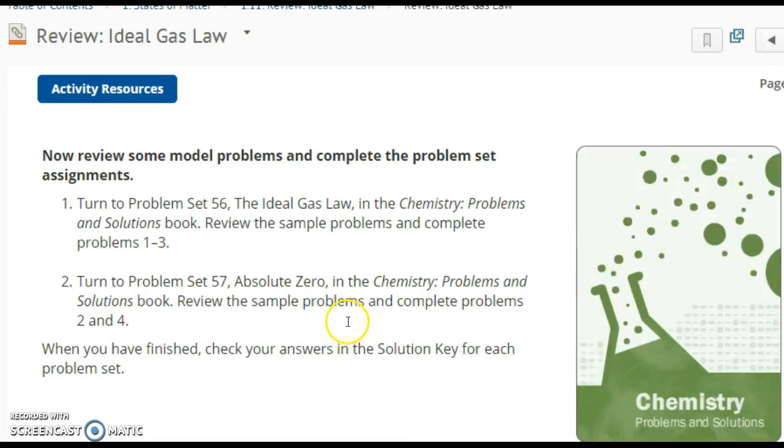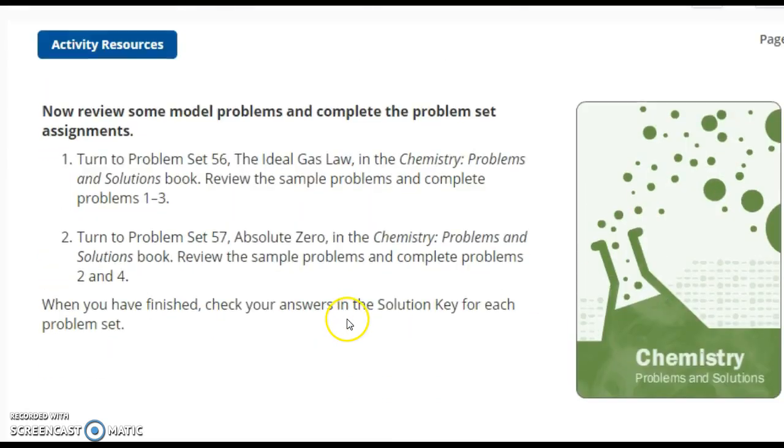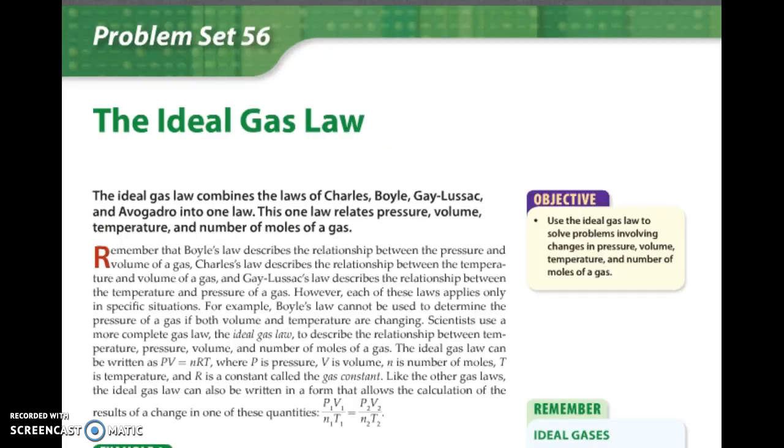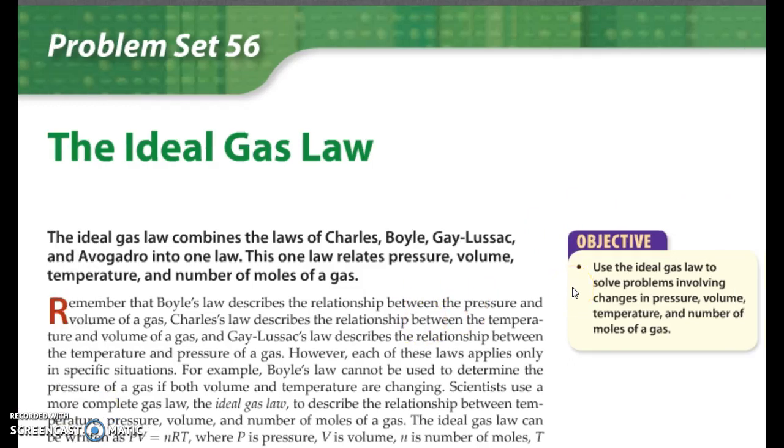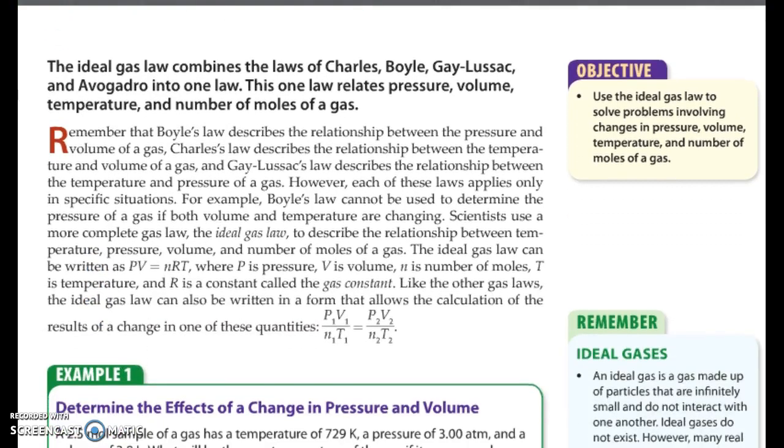And now we need to do the problem set. Problem set 56, the ideal gas law. Let's make this a little bigger. The objective: use the ideal gas law to solve problems involving changes in pressure, volume, temperature, and the number of moles of a gas. The ideal gas law combines the laws of Charles, Boyle, Gay-Lussac, and Avogadro into one law. This one law relates pressure, volume, temperature, and the moles of gas.